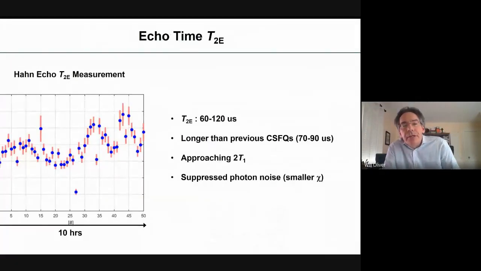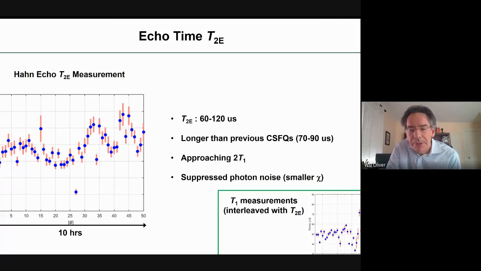Now, the echo time that we measured was about 1.5 to 2 T1, and again, a little bit longer than the previous C shunts. This was primarily, though, due just to reducing the photon shot noise. And what I show here in the lower right corner are the T1 measurements basically interleaved with the T2 echo, and you can see that there is sort of a trend that both go up or both go down similarly.